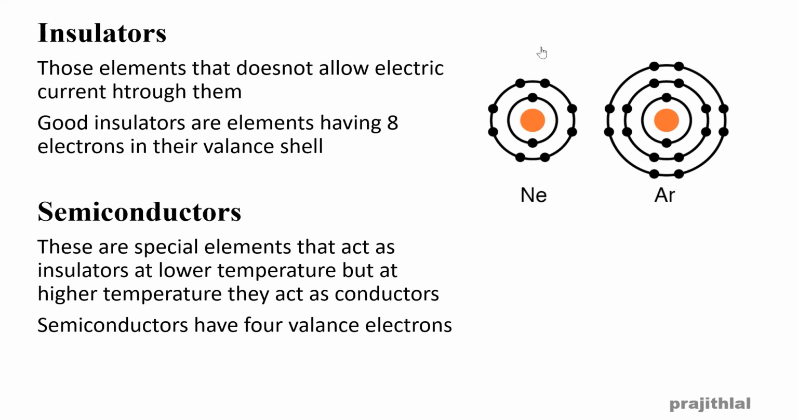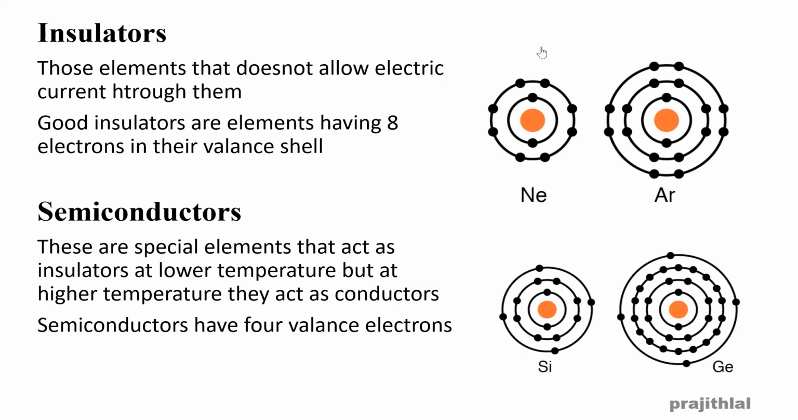Next are the semiconductors. They are special elements that act as insulators at a lower temperature, and at higher temperature they act as conductors. That means at lower temperature they will not allow electric current to flow through them, and at high temperature they will allow some electric current to flow through them. Semiconductors have 4 valence electrons. As you can see, silicon and germanium are semiconductors and they have 4 valence electrons.